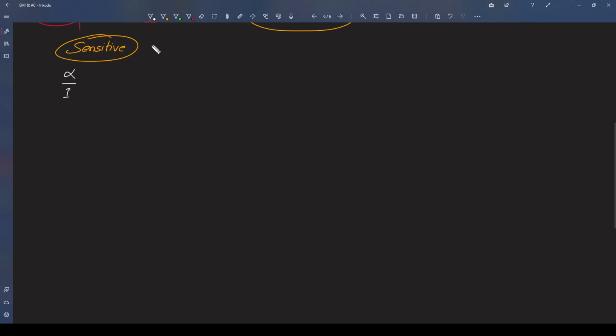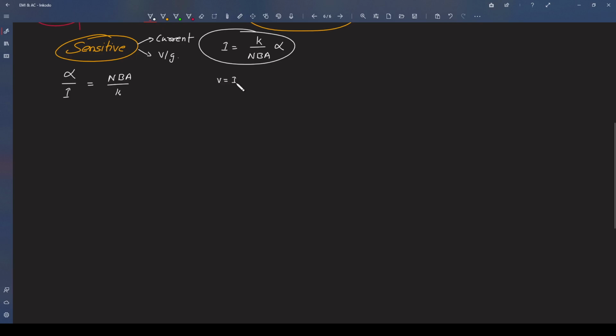So there are two types of sensitivity. One is current sensitivity and the second one is voltage sensitivity, right? We know that I is equal to K divided by NBA alpha. So from there you can say alpha by I will be NBA divided by K, right? And we have to find voltage sensitivity.